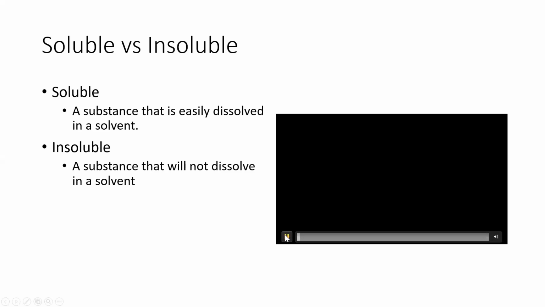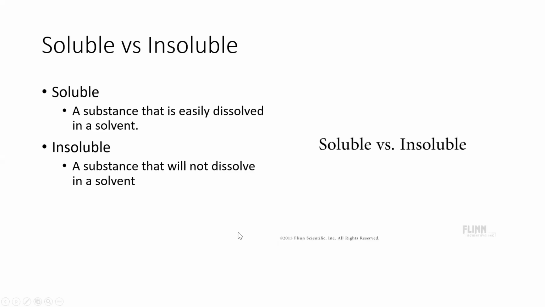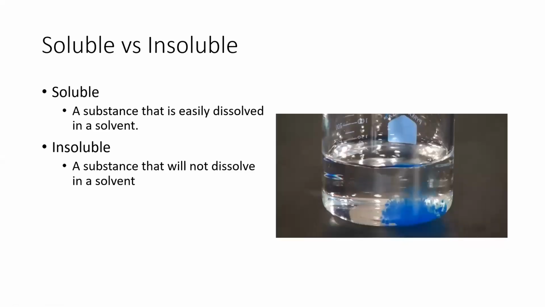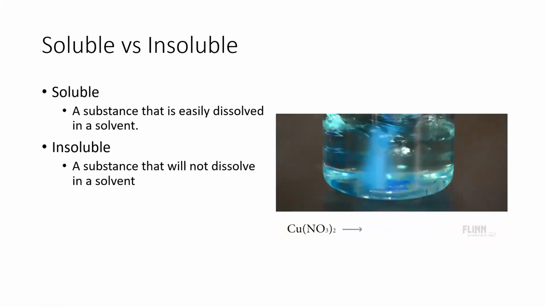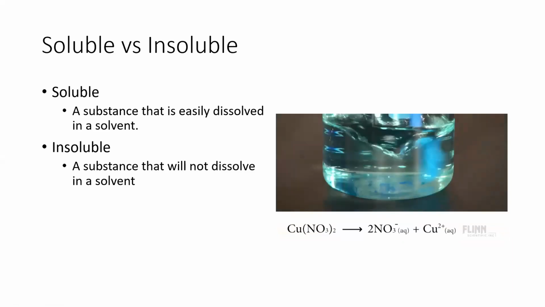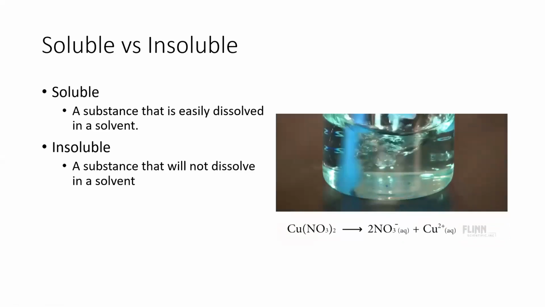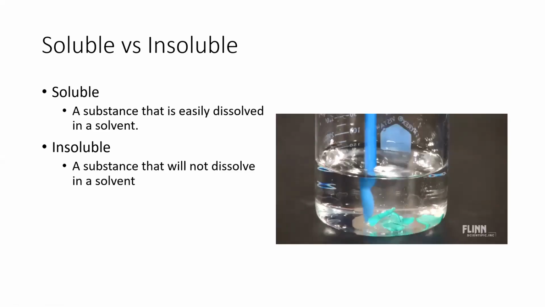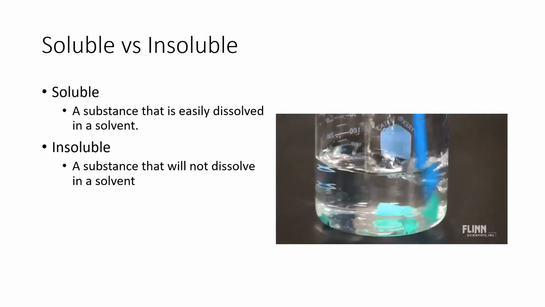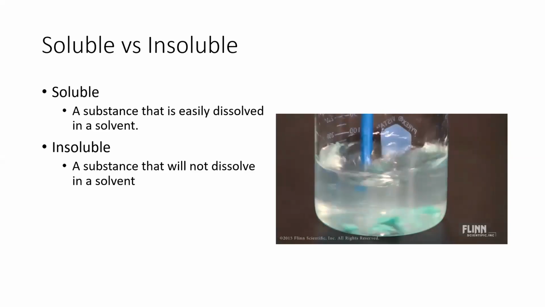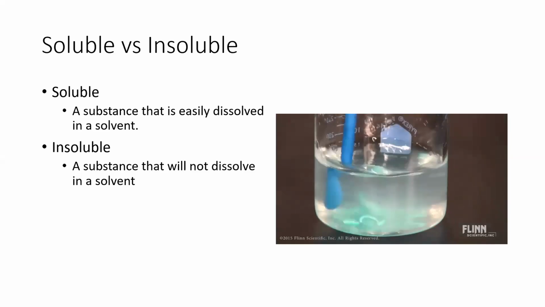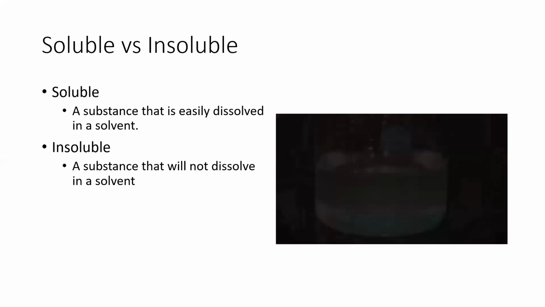So here we have that. A substance is water-soluble if it dissolves in water. If it doesn't dissolve in water, then it is considered to be insoluble. Copper 2 nitrate is an example of a soluble compound. If we mix it with water, it will dissolve and form a solution. Copper 2 hydroxide, however, is insoluble. When we add copper 2 hydroxide to water, it does not dissolve. Instead, it remains as a solid at the bottom of the beaker.